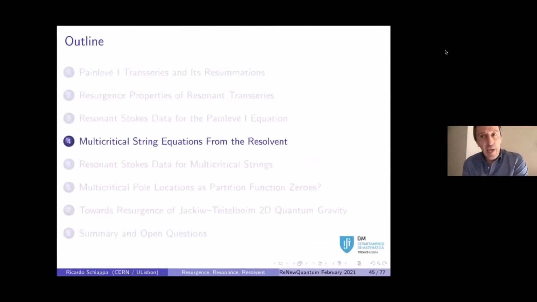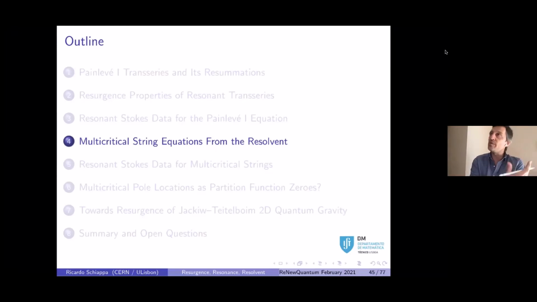All right, so that was Polyvim. First half of the talk done. Second half, let me try to tell you how we can do all these things for higher string equations, which means having more complicated matter.